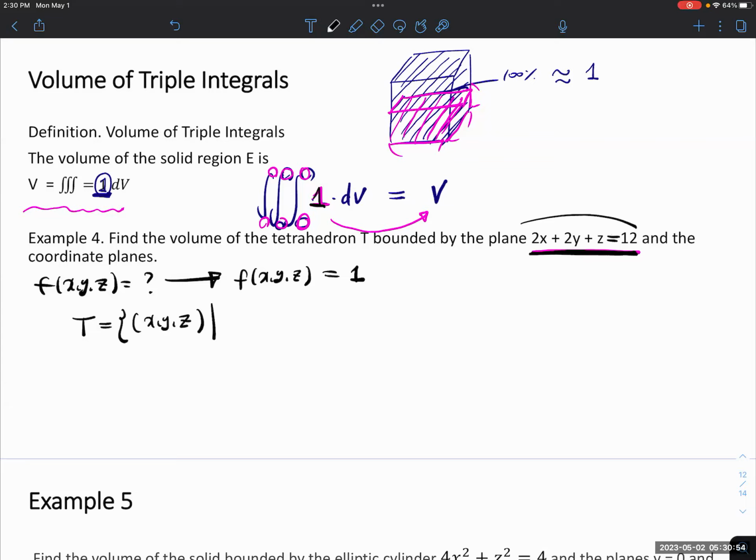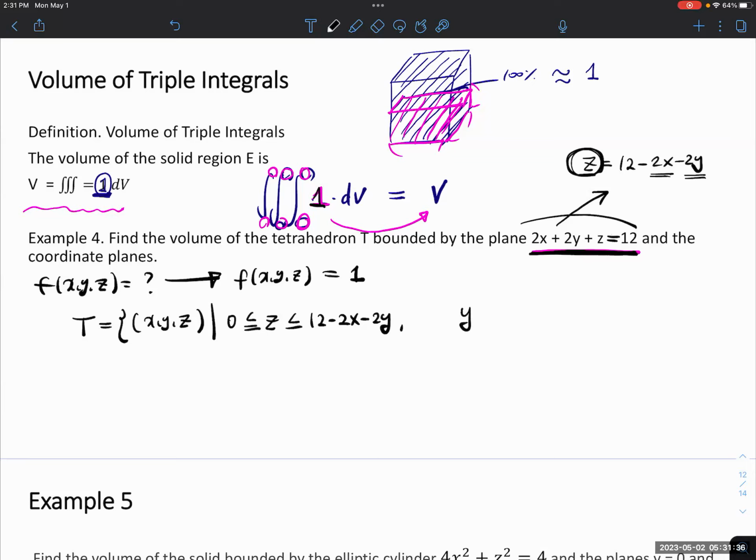So that you can solve for z. My suggestion is always to find the interval for z first, because this is the equation for z. So z is 12 minus 2x minus 2y, and it should be positive. So z is going to be between 0 and 12 minus 2x minus 2y. This is the interval for z. We good? What that means is z is changing depending on the two variables x and y.